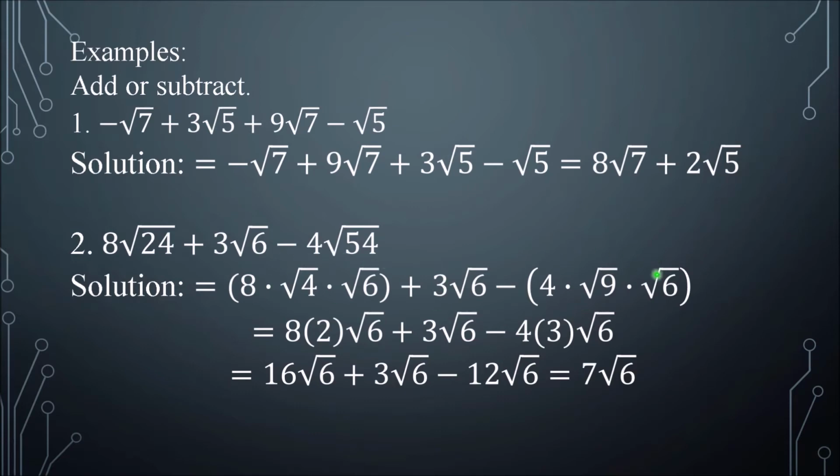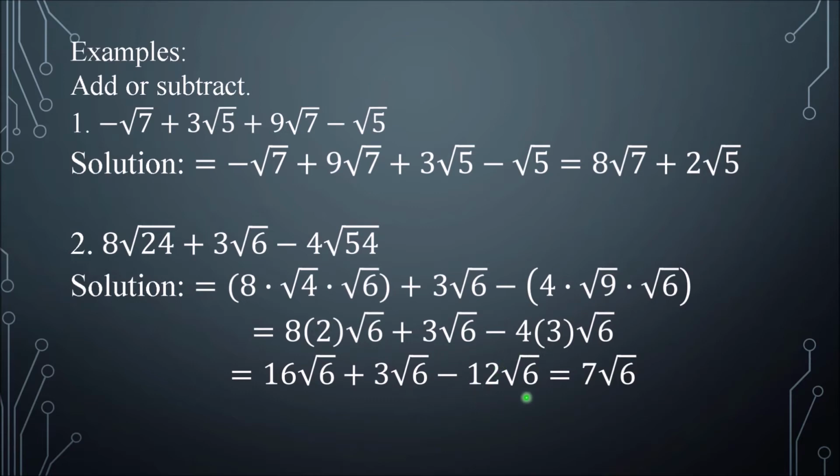Now simplifying all that, we have 8 times square root of 4, which is 2, considering the principal root, and then square root of 6, 3 square root of 6, and then 4 times square root of 9, which is 3, and then square root of 6. Simplifying again, 8 times 2, 16 square root of 6, 3 square root of 6, and then 4 times 3 is 12 square root of 6.